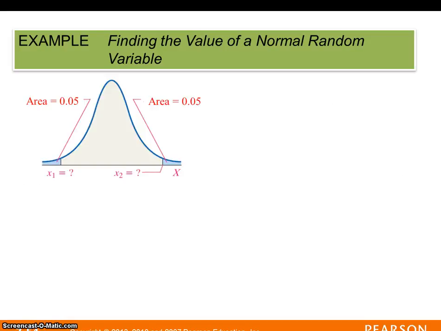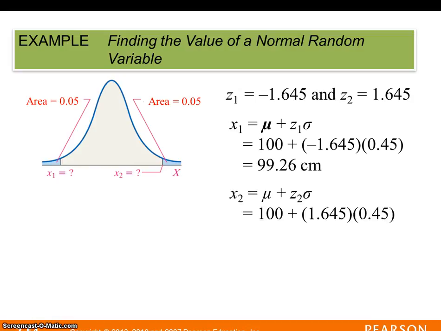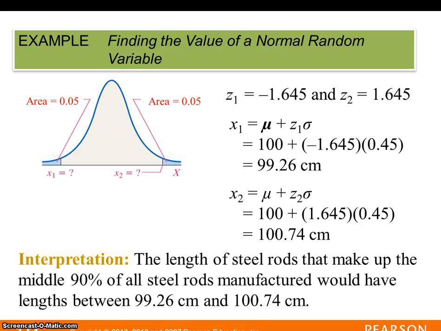So here we're looking at the middle 90%, so that means we have 0.05 on each end, which would correspond to a z-score of negative 1.645 on the left and a z-score of 1.645 on the right, because we're symmetric. So then x sub 1 would be 100 plus negative 1.645 times 0.45. That would give you the value on the low end, and then on the high end you would add, and that would give you 100.74 centimeters. So the person would want to accept steel rods between 99.26 centimeters and 100.74 centimeters.